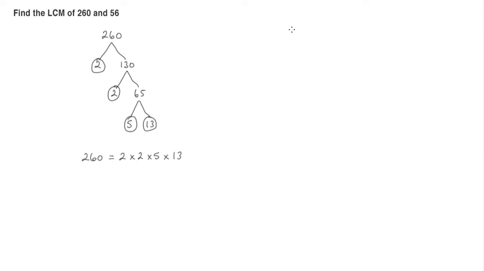Doing the same thing for 56, let's produce a prime factor tree, and we have 2 and 28. 28 splits into 2 and 14, and then 14 splits into 2 and 7. So 56 can be written as 2 multiplied by 2 multiplied by 2 multiplied by 7.